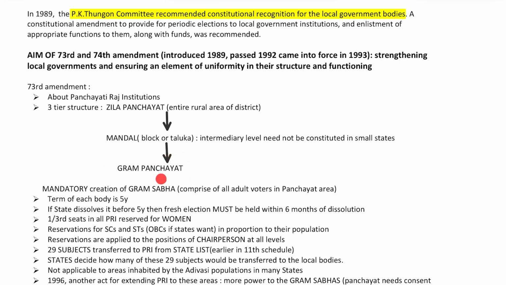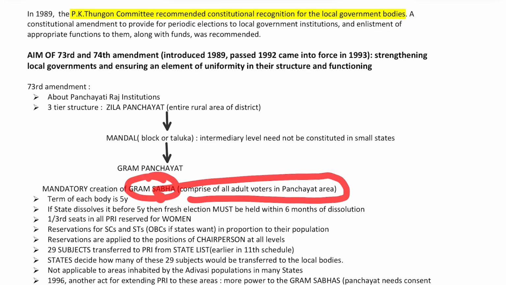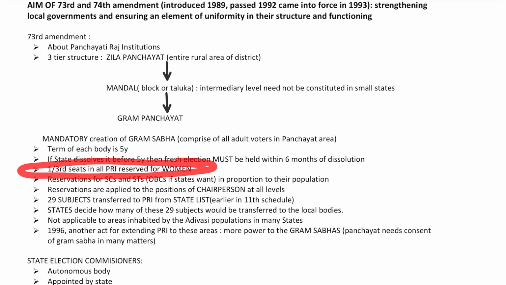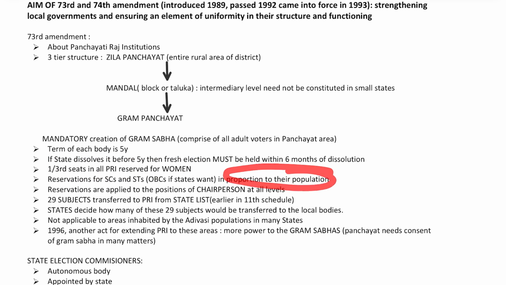It is mandatory to create the gram sabha, comprised of all the voters in the panchayat area. The term of each body is 5 years. If the state dissolves it before 5 years, then fresh elections must be held within 6 months of the dissolution. One-third of the seats in the panchayati institutions are reserved for women. The reservation for SCs, STs or OBCs in states is in proportion to their population. Reservations are applied to the positions of chairperson as well.